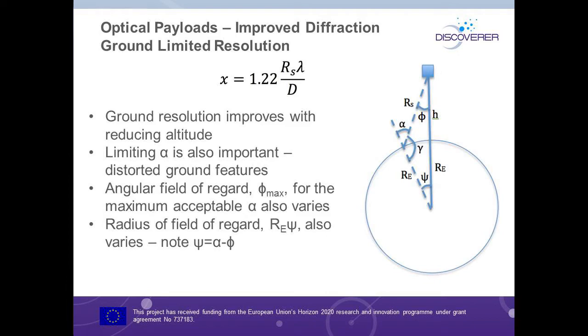Now, if we look at the radius of the field of regard, which is what you can see from your satellite at any one point in time, then obviously we've got a bit of simple trigonometry here. The radius of that field of regard is tied into the different angles within that triangle. So again, they're all linked together, depending on how far off the nadir you want to look and what that acceptable off-vertical angle is.